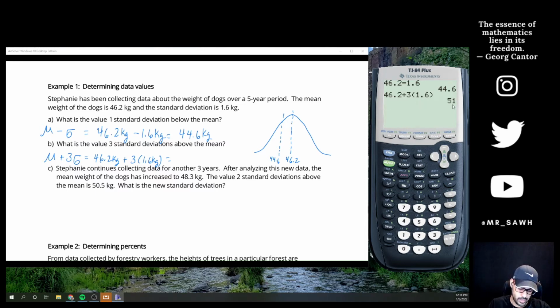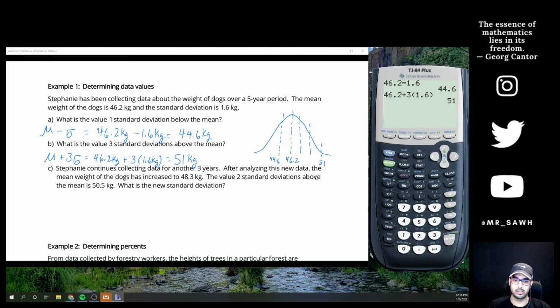So 46.2 plus 3 multiplied by 1.6, since that is my value for one standard deviation, and I'm going to see it's 51. So here's one deviation, there's 2, here's 3. So way off on that right side, I'm going to have some dogs here that could potentially have a weight of 51 kilograms, or a mass of 51 kilograms if you're thinking in terms of physics.